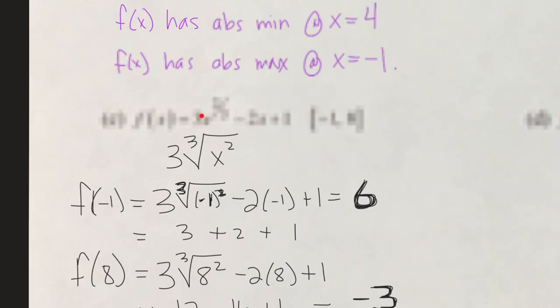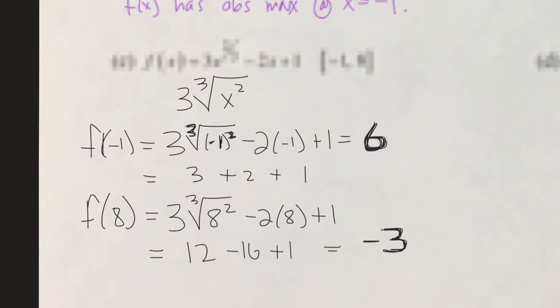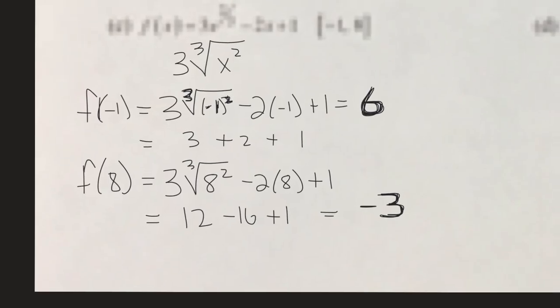Okay, we have 3x to the 2/3 power, which I am rewriting, of course, as the third root of x squared. So when I evaluate -1 and +8, these actually come out to be nice values. At our left endpoint, we have a y value of 6, and at our right endpoint, we have a y value of -3. So now it's left to find our derivatives.